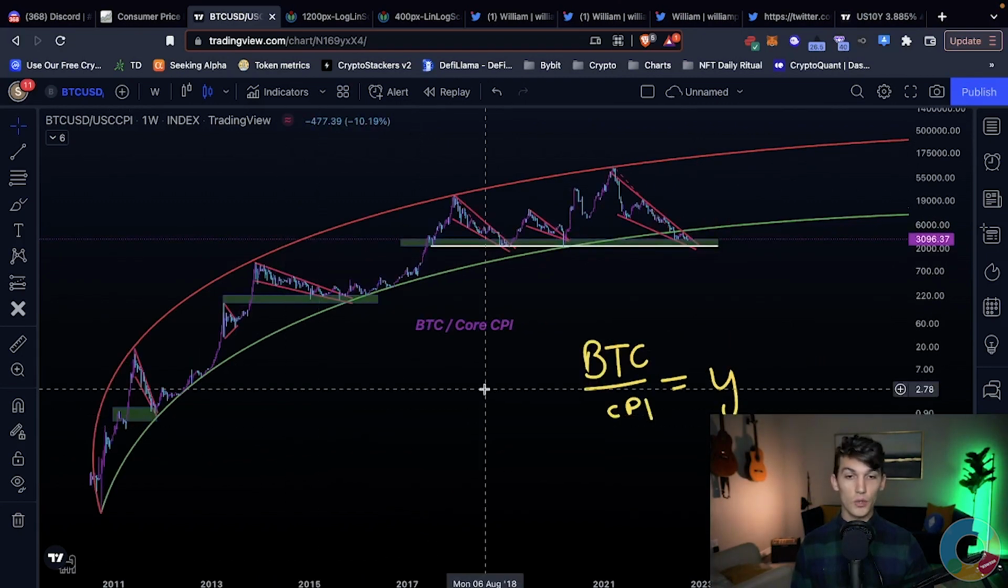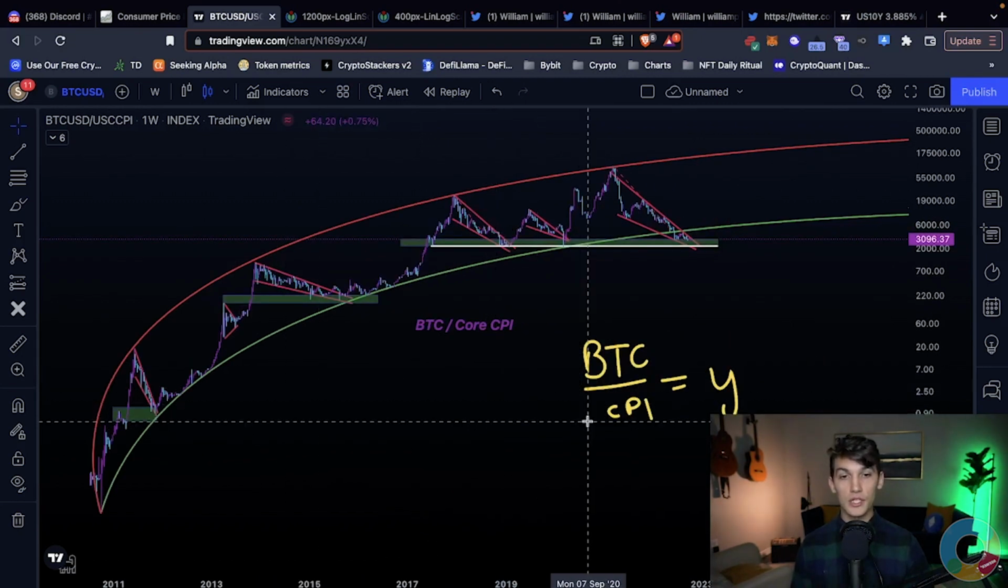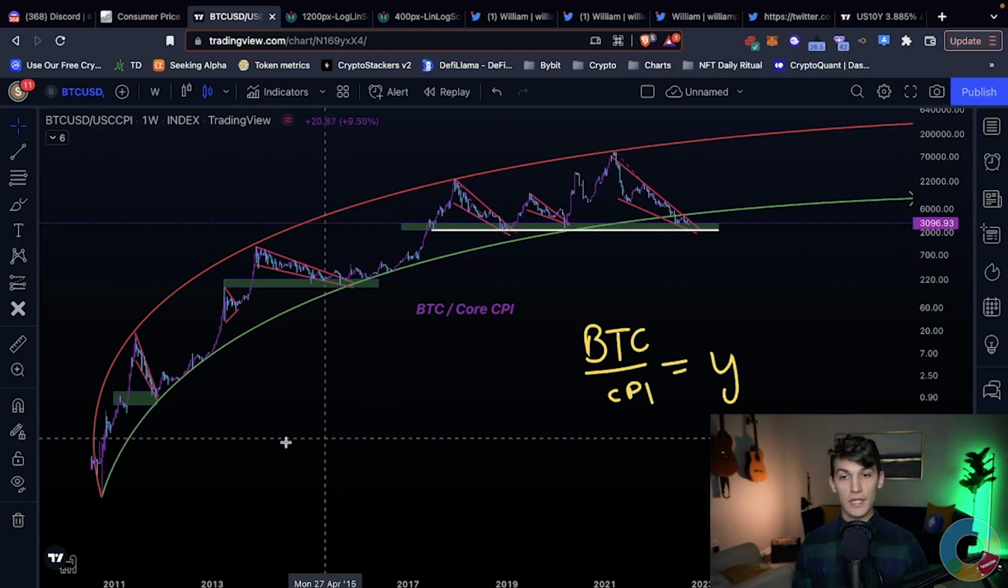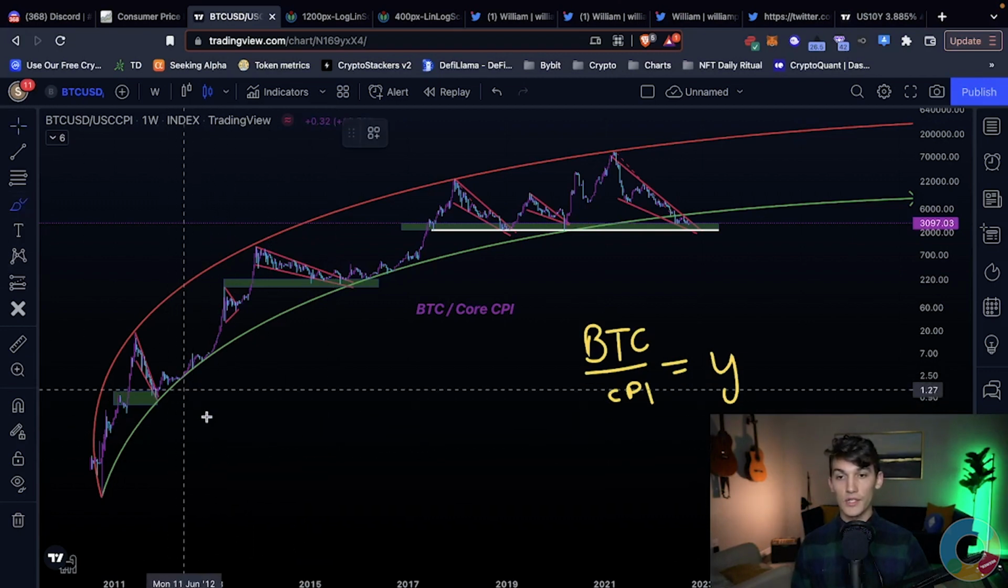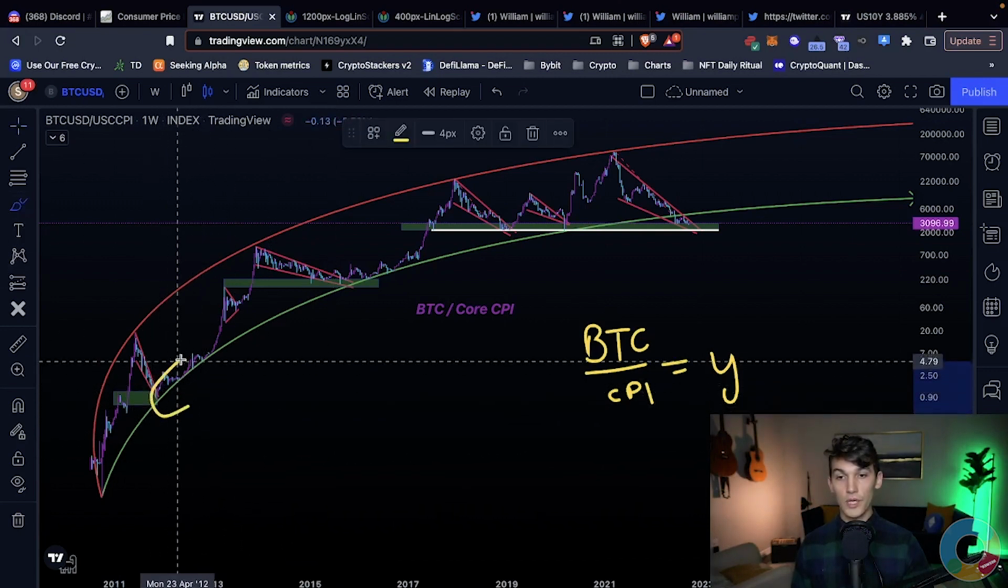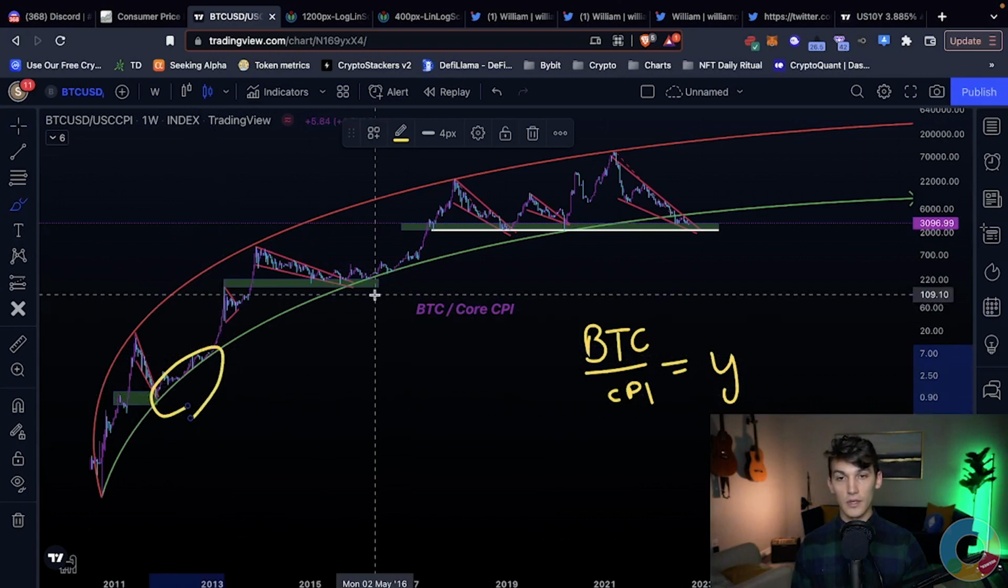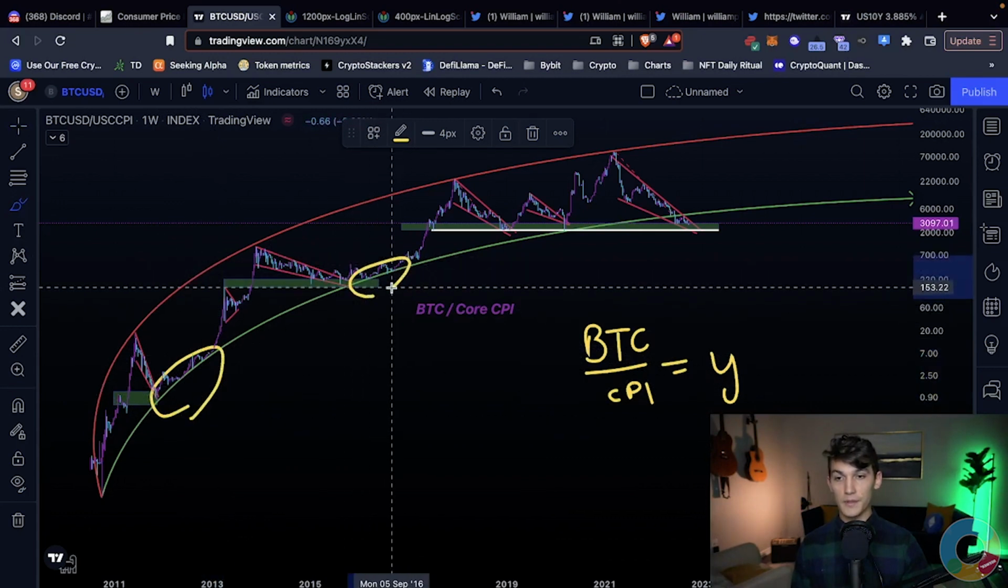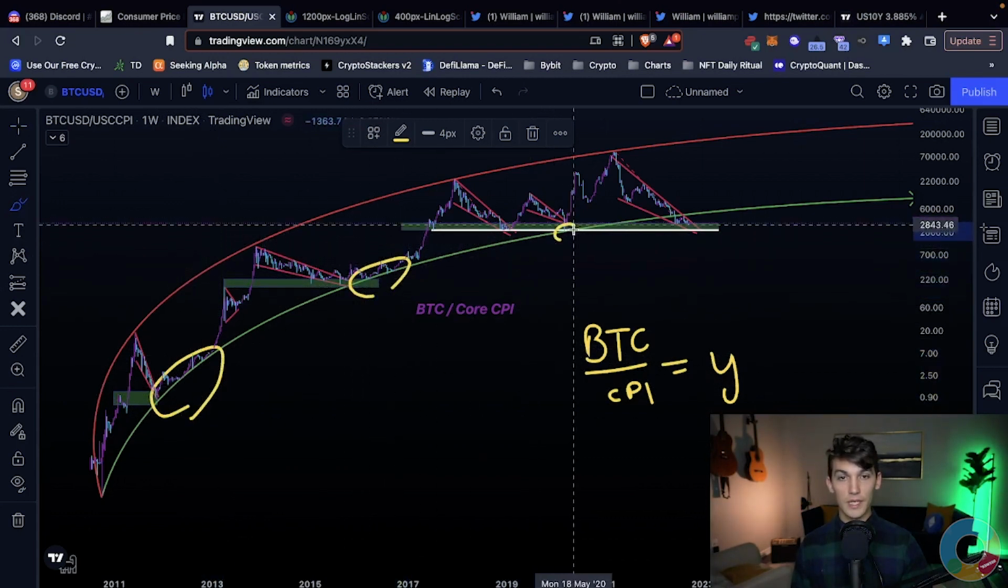If you were to trade Bitcoin based on its denomination in CPI, it has paid heavily to buy Bitcoin when it's along this green trend line down here, right? Back here, these were the best places to buy Bitcoin, again, during the pandemic crash.